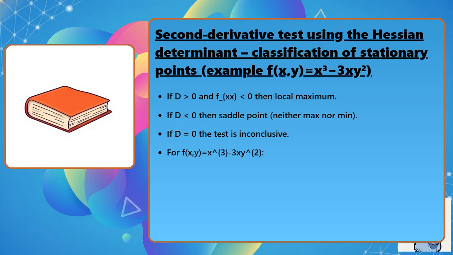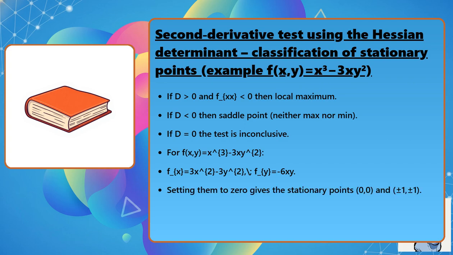For f of x and y equals x cubed minus 3xy squared. f sub x equals 3x squared minus 3y squared. f sub y equals negative 6xy. Setting them to 0 gives the stationary points 0, 0, and plus or minus 1, plus or minus 1. f sub xx equals 6x. f sub yy equals negative 6x. f sub xy equals f sub yx equals negative 6y.